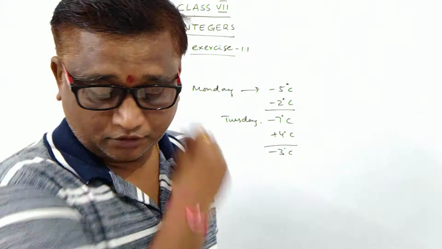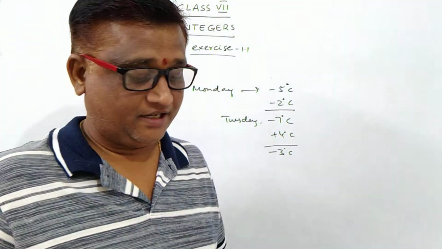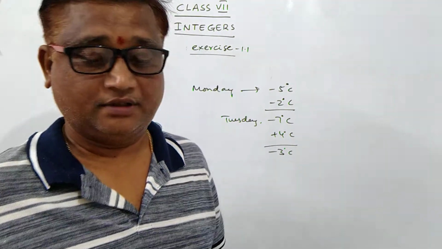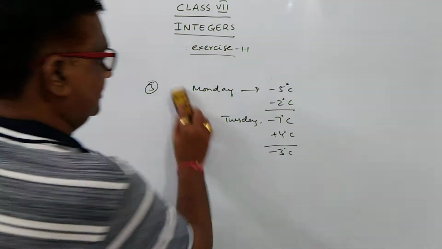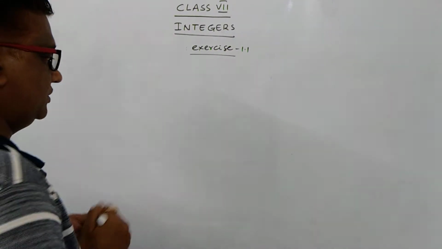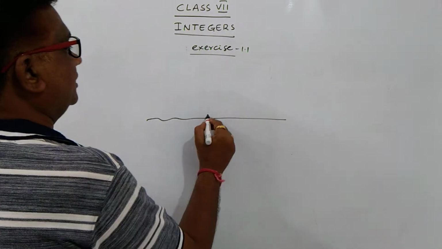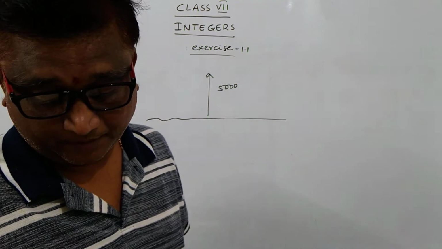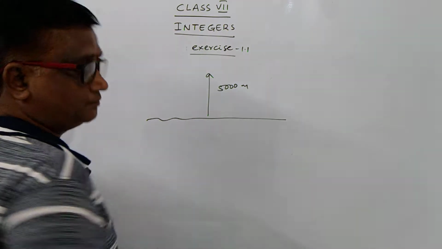The fourth question is: a plane is flying at a height of 5000 meters above the sea level. If you take the sea level as 0, then above the sea level is 5000 meters.